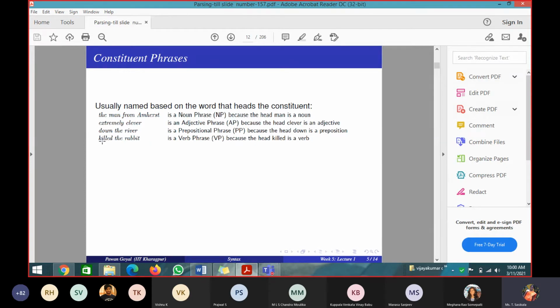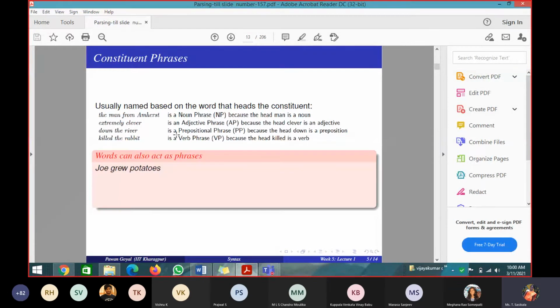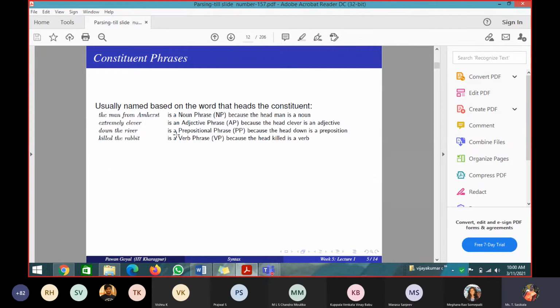So like that we have to see. Noun phrase, adjective phrase, prepositional phrase, verb phrase - we have given an example of each. Then here is an example to show that a word also can act as a phrase, or a class, or what is the other name? We call it a constituent, right? Constituent, phrase, or class.